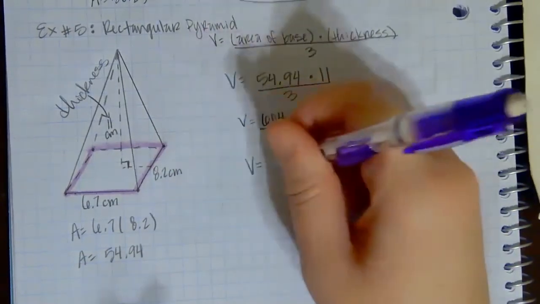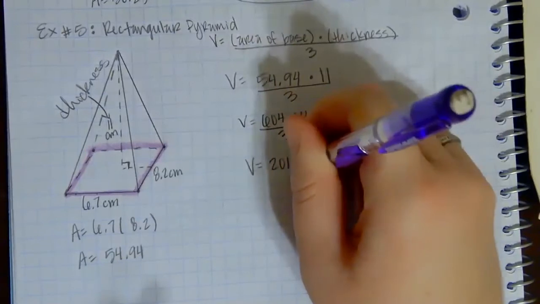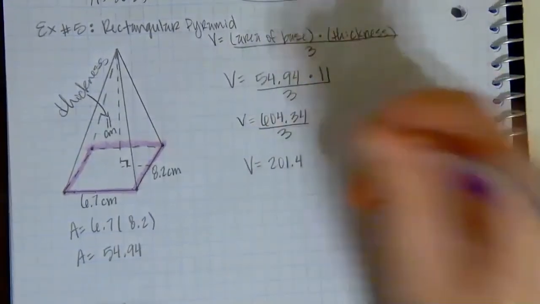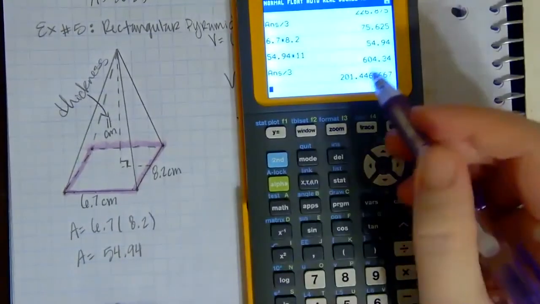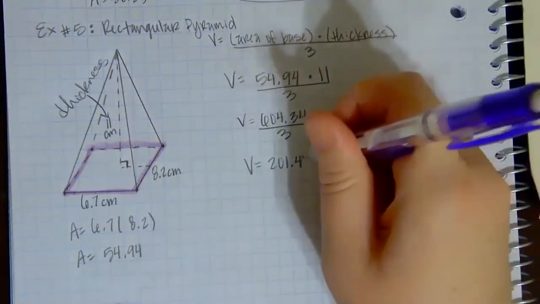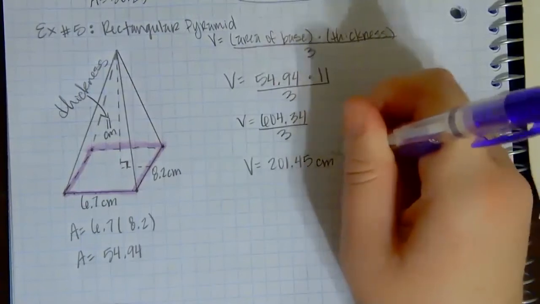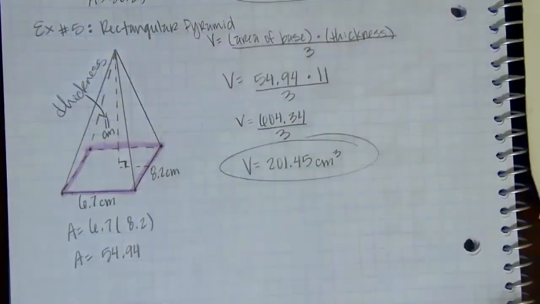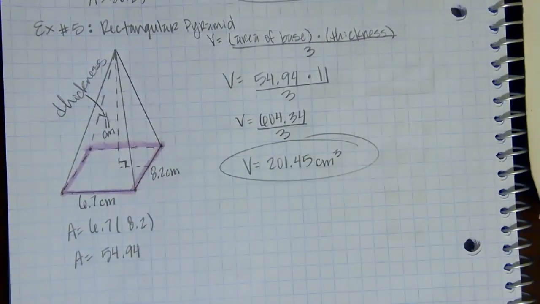So I get 201.4, and I'm going to go ahead and round here because as you can see there's a lot of decimals. So that's going to make the 4 round up to a 5 because of the 6 there. And that's centimeters cubed because it's volume. Okay, so there's your volume. Again, just look for the area of the base. It's all based on that.